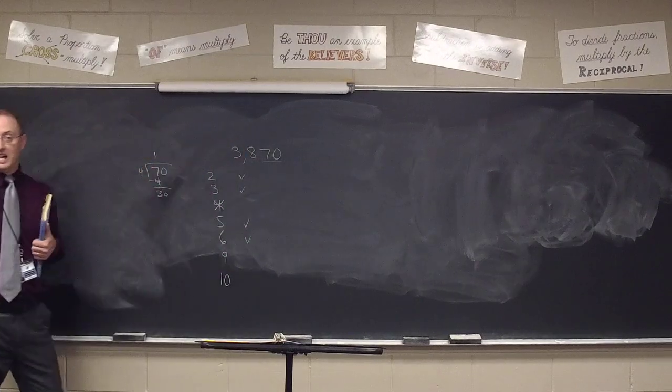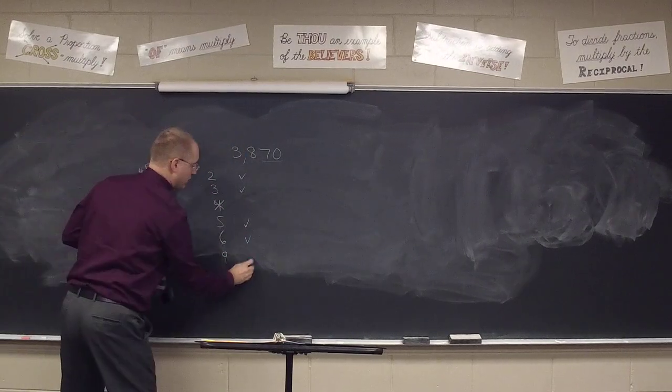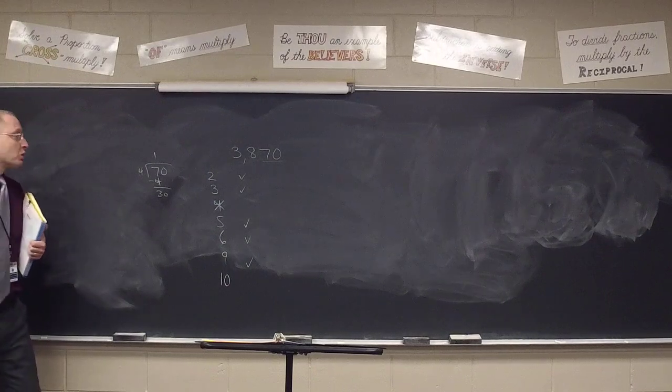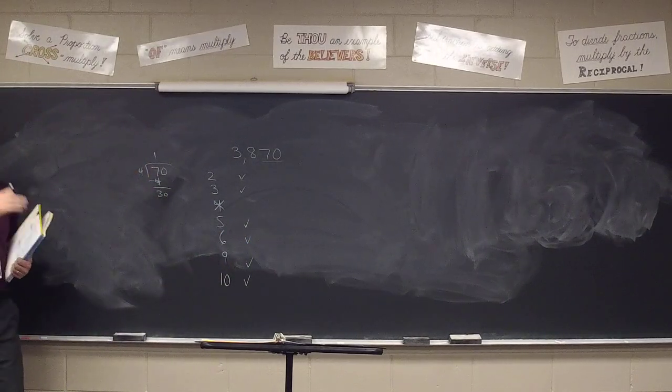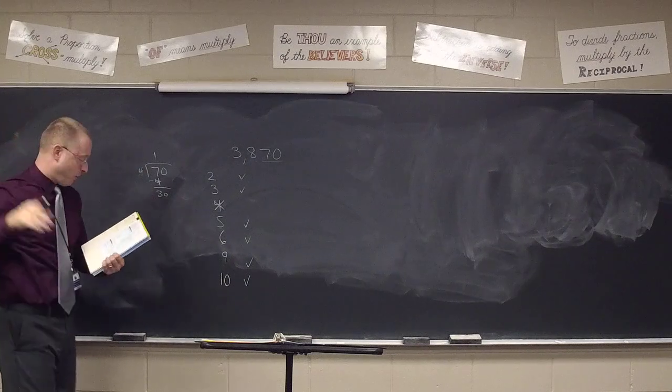How many on board with the 9? Because 18 is a good one. How about the 10? Are you on board with 10? So this one's divisible by all of them except for the 4. How many had those answers or were on track? All right, one more of these.